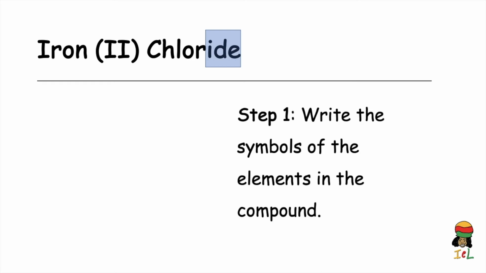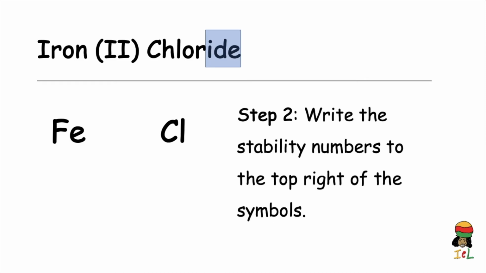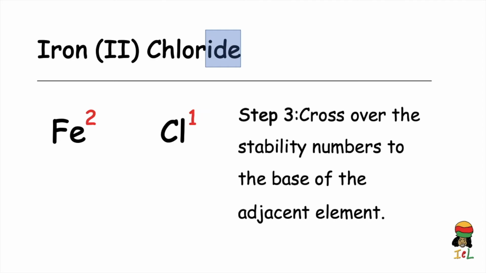Step 1, where we're going to write the symbols of the elements in the compound. Step 2, we're going to write the stability numbers to the top right of the symbols. And step 3, we're going to cross over the stability numbers to the base of the adjacent elements. So 2 goes to chlorine and 1 goes to iron.